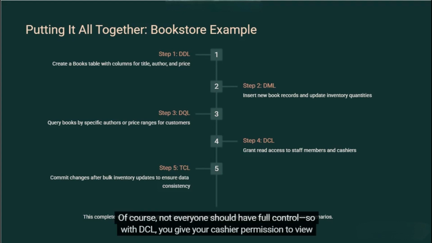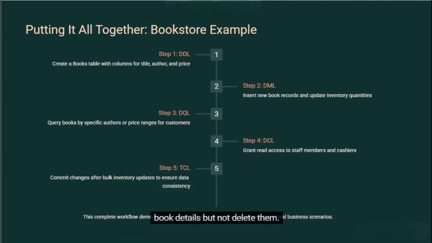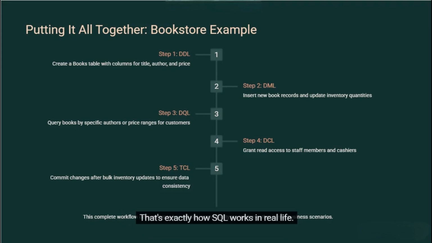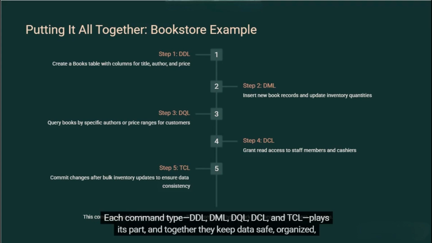Of course, not everyone should have full control, so with DCL, you give your cashier permission to view book details, but not delete them. Finally, at the end of the day, TCL makes sure all your updates are safely committed. That's exactly how SQL works in real life. Each command type, DDL, DML, DQL, DCL, and TCL, plays its part, and together they keep data safe, organized, and useful.